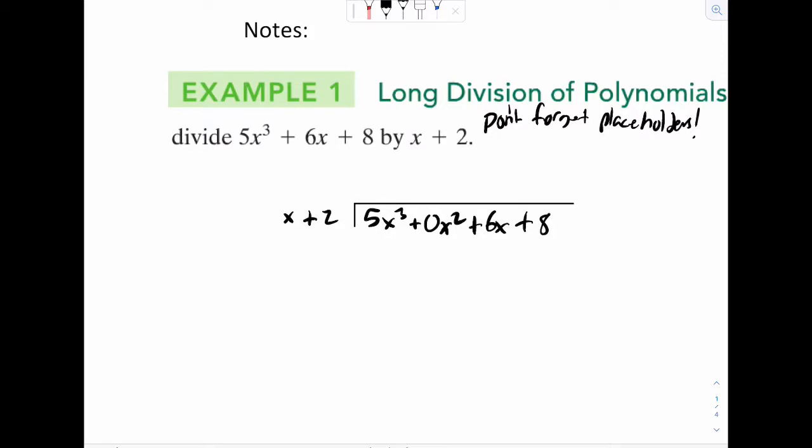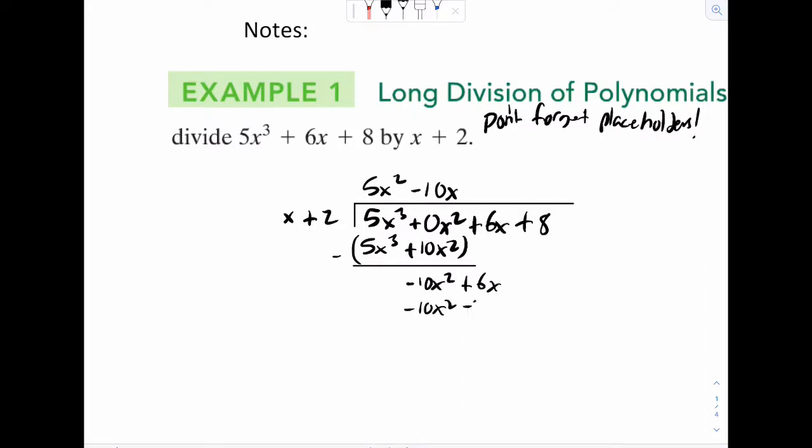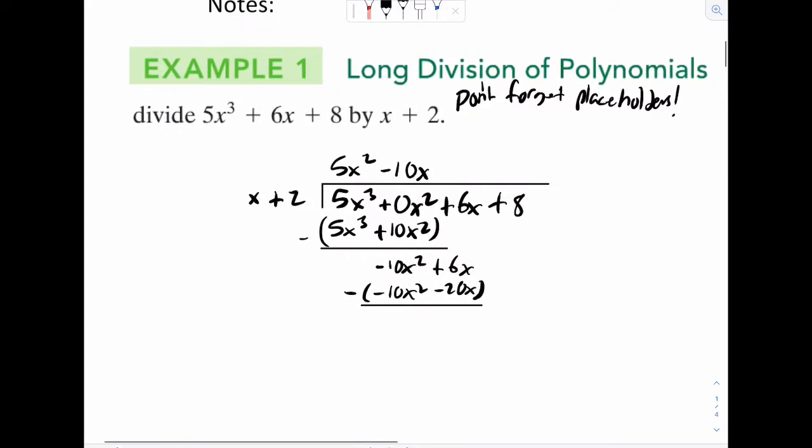When I do my long division, I know this is a 5x squared. We multiply, so 5x cubed plus 10x squared. So notice how the 10x squared now has a place to go. We're going to subtract. Now we have negative 10x squared. Drop the 6x. Let's keep multiplying. So now I need a negative 10x. Multiply, and that's minus 20x. We subtract. So now I have 26x plus 8.